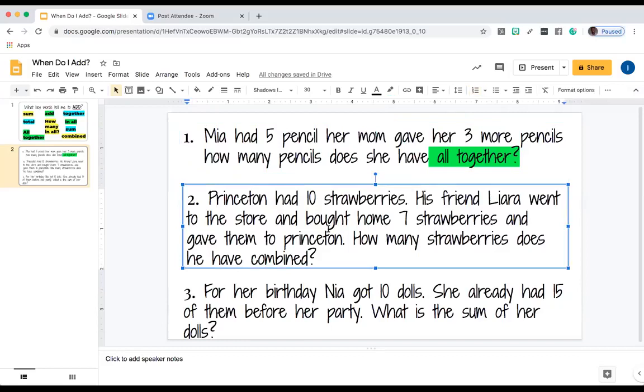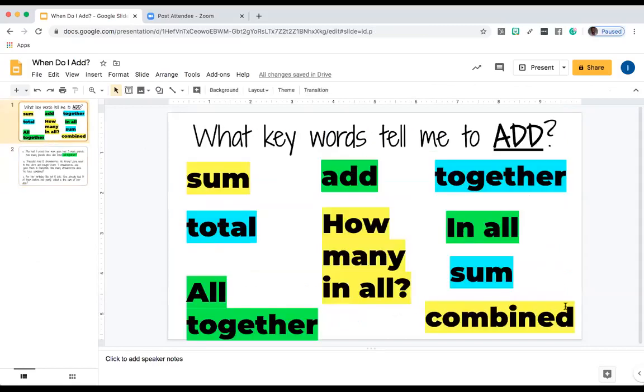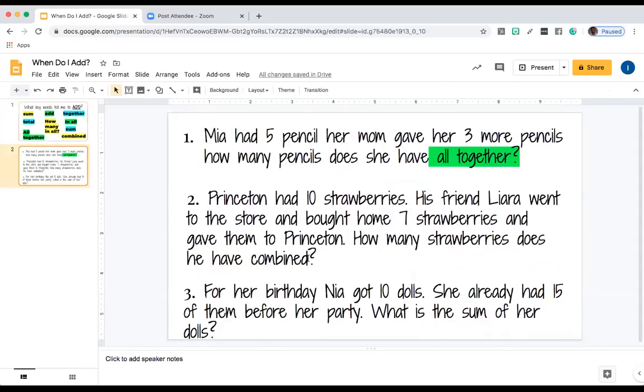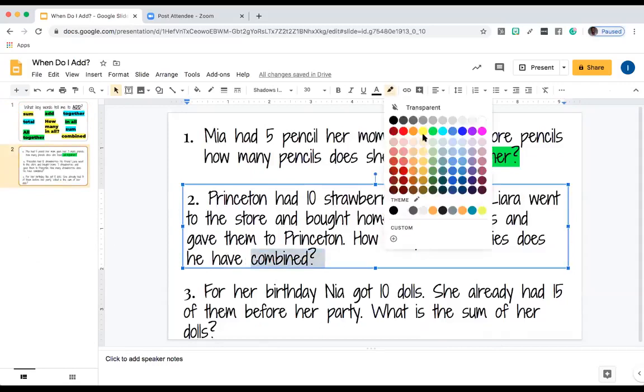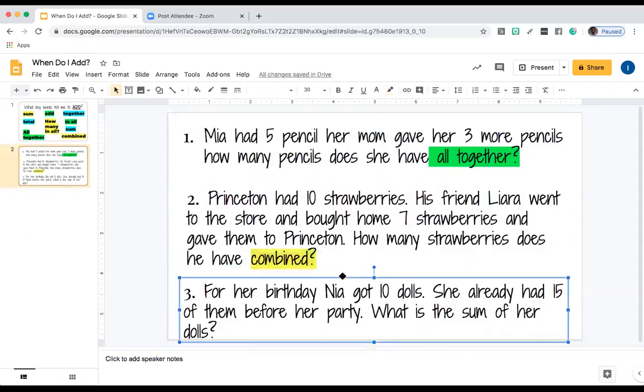Okay. Now let's look at sentence number 2. Princeton had 10 strawberries. His friend Liara went to the store and bought home 7 strawberries and gave them to Princeton. How many strawberries does he have combined? So if we go back, we notice that combined is a keyword. So make sure that they highlight. I have a highlighter, of course, on my computer, but they can circle it or underline it. It's just a keyword that's letting them know I need to add right now. I need to add the numbers in my story.